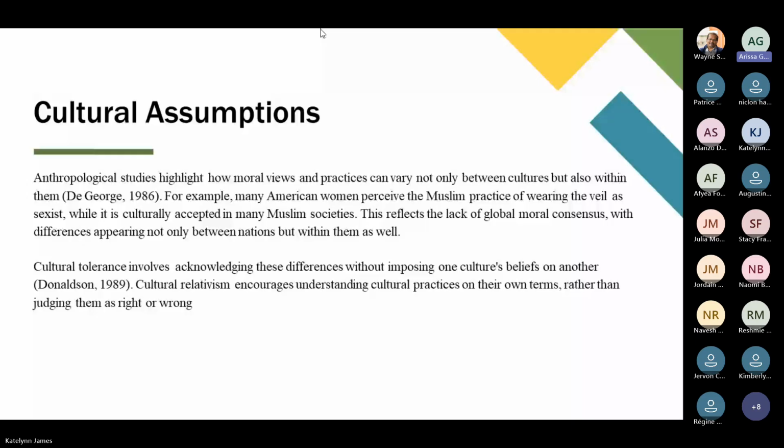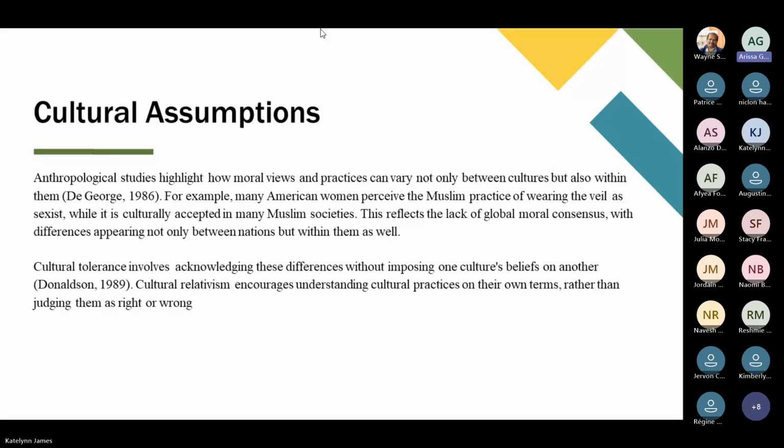Anthropological studies highlight how moral views and practices can vary not only between cultures but also within them. For example, many American women perceive the Muslim practice of wearing the veil or the hijab, or what we call it here, as sexist, while it is culturally accepted in many Muslim societies. This reflects the lack of global moral consensus, with differences appearing not only between nations, but within them as well.